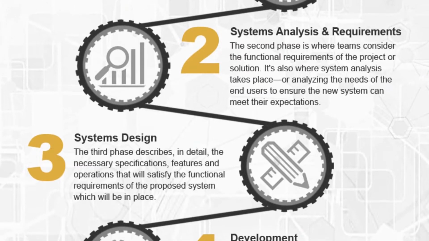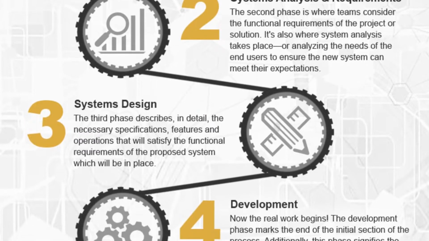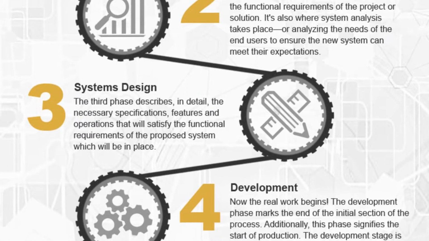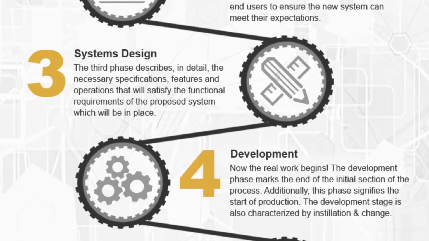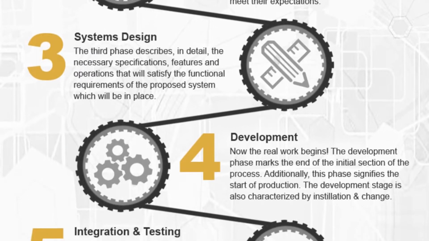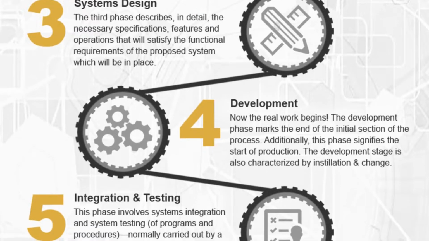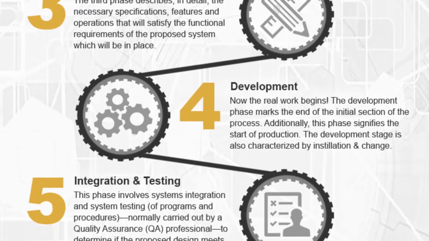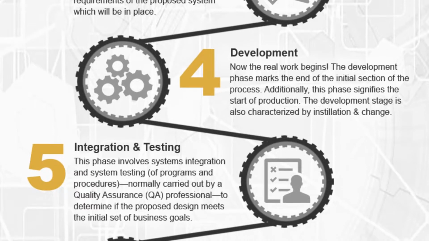The second step is system analysis and requirements, where the industry figures out what the customer's needs are so their expectations can be met for the software. The third step is system design, where the function and specifications are defined. In the fourth step, development, the real work begins. Any additional programming and installation required are done at this point.